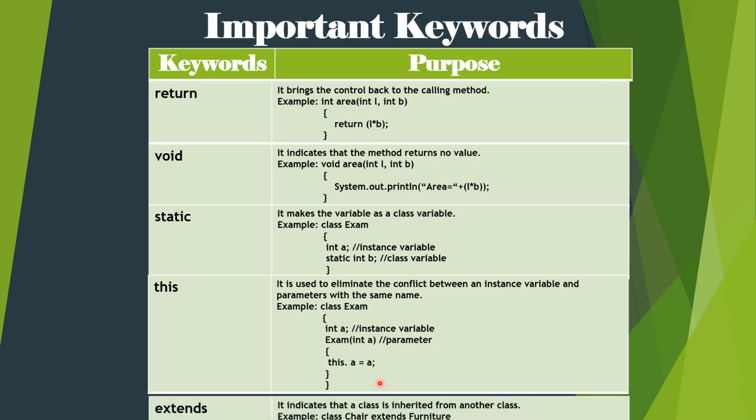Extends. It indicates that a class is inherited from another class. That means in case of inheritance, if you want to make a derived class from an existing class, at that time we use the extends keyword. For example, class Chair extends Furniture. It means Chair is a derived class and Furniture is a base class. So these are some important keywords. I hope it is clear.